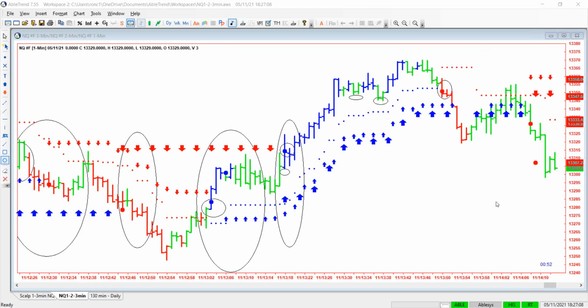Monday says, what is the name of the chart? This is the mini Nasdaq. Yes, the mini Nasdaq, which is one of the most popular markets in the U.S. to day trade. It's a 1 minute, 2 minute, 3 minute combination.